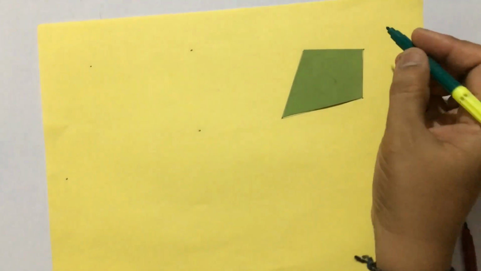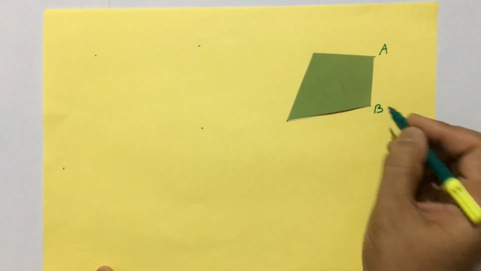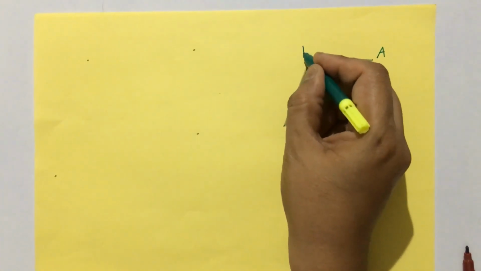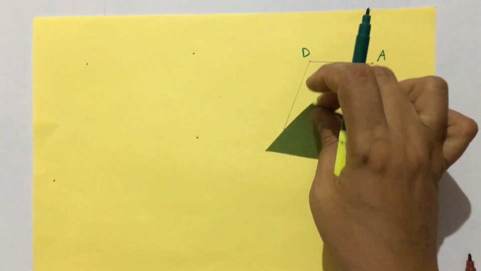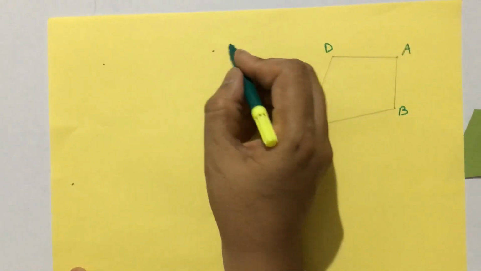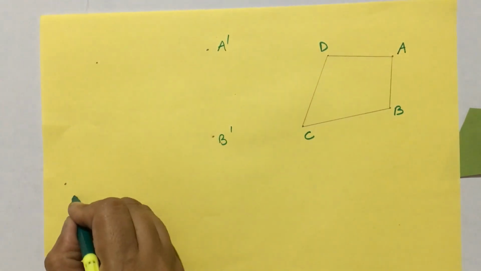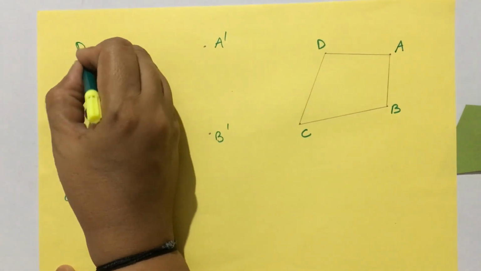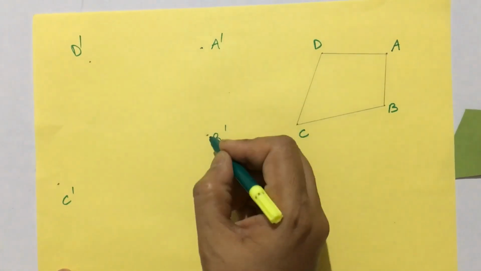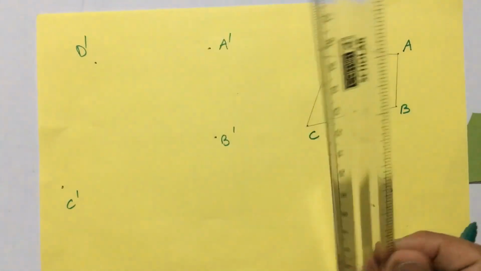Now name this quadrilateral as A, B, C, D, and name the vertices of the image we got as A dash, B dash, C dash, and D dash. These are the 4 vertices. Now you join them.